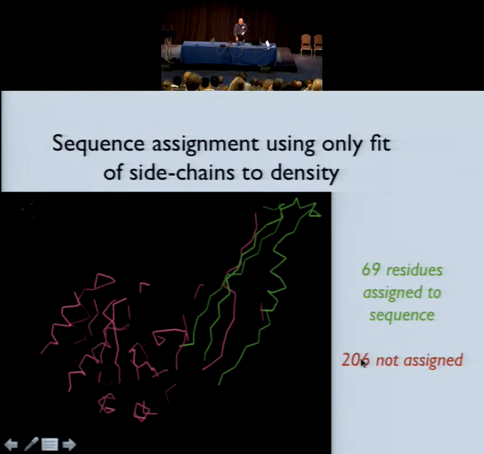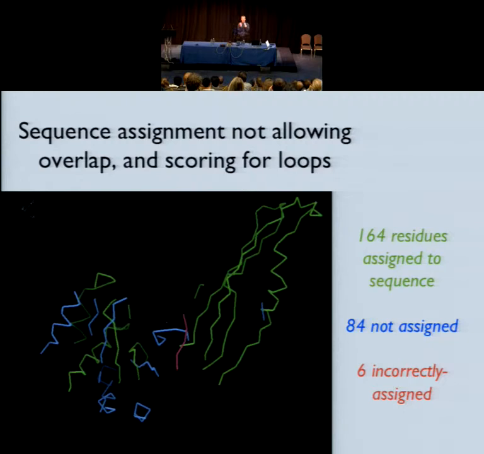For example, you can't use the same piece of chain twice, and you can get quite a bit more assigned to sequence. You can also score for the end of this chain being close to the beginning of that chain, and so those are probably similar and close together in sequence, that sort of thing. We can get a lot more that way.